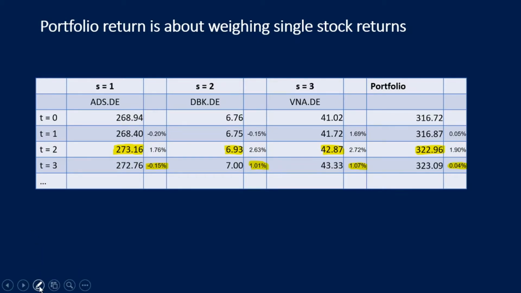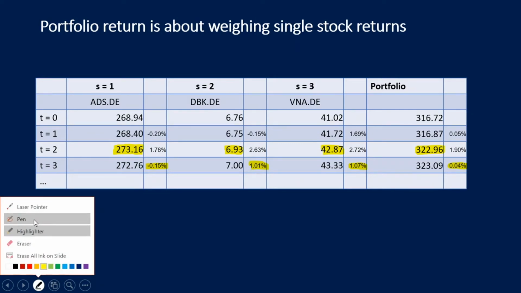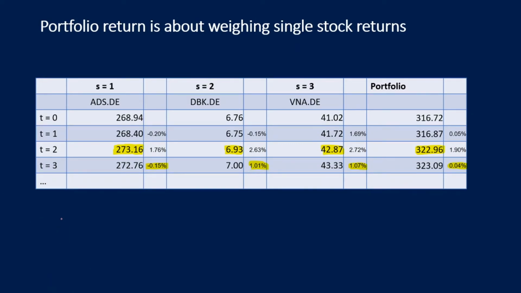If we now weigh all those returns by the value of the stock. So I start with Adidas, 273.16, that's this day here, divided by the portfolio value, 322.96, and this is the weight for minus 0.15%.